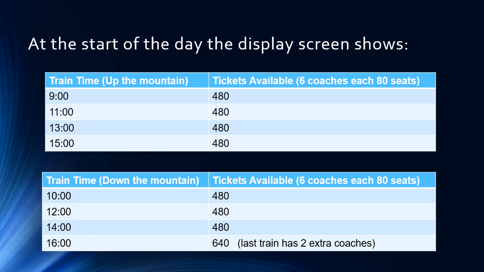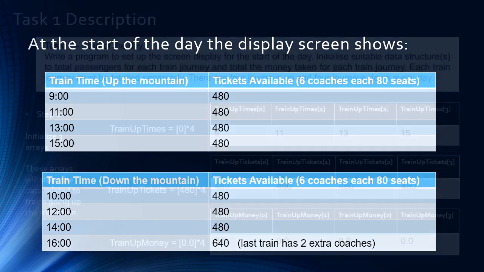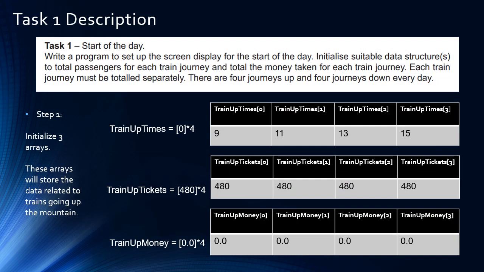It will show us the times of the train and how many tickets are available. The best way to do this is to initialize arrays. So we're going to have 3 arrays representing the data related to the trains going up the mountain. One of the arrays will store the times that the trains go up. It will be an array of size 4. It will hold 4 integers, and they are 9, 11, 13, and 15.